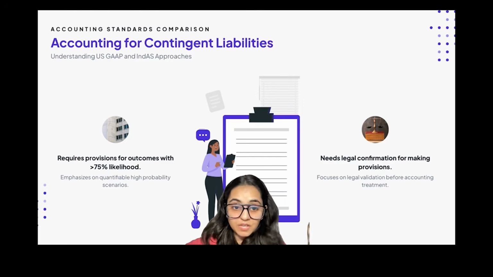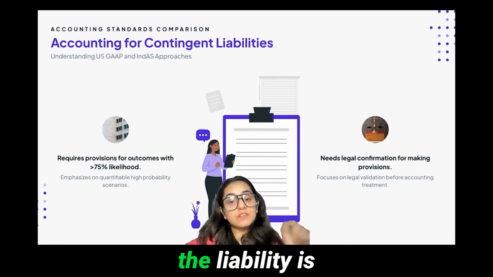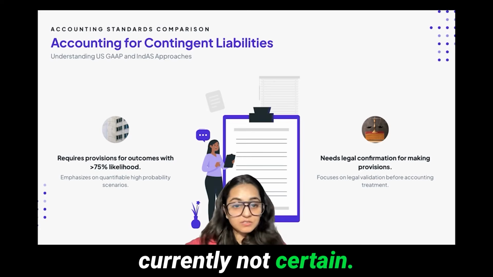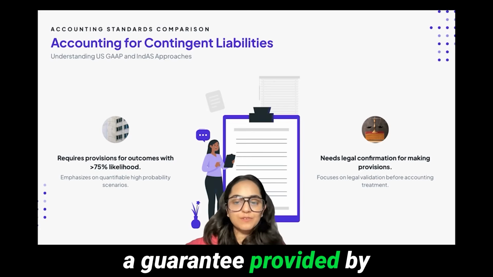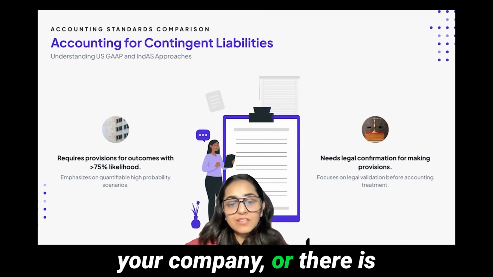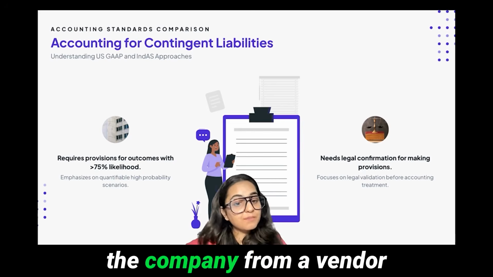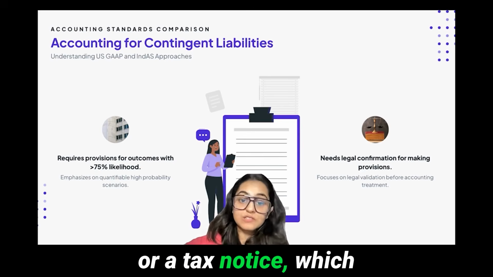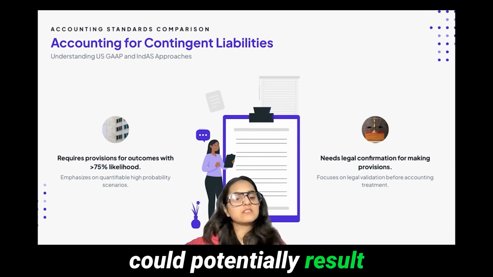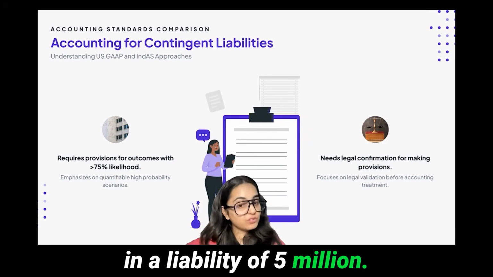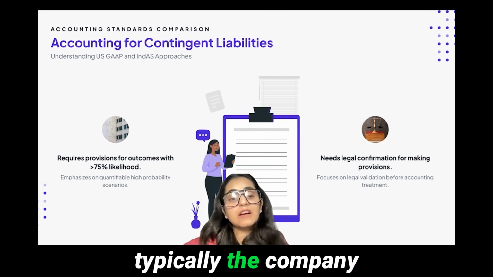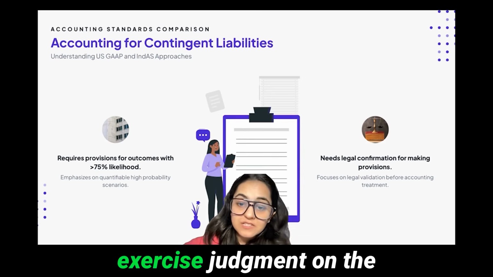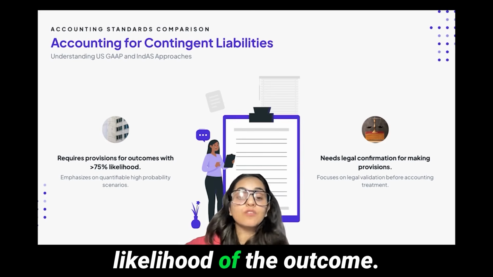In all these scenarios, the liability is currently not certain, it is contingent. Let us say that there is a guarantee provided by your company, or there is a legal proceeding against the company from a vendor or a tax notice, which could potentially result in a liability of $5 million. Under accounting standards, typically the company management is required to exercise judgment on the likelihood of the outcome.